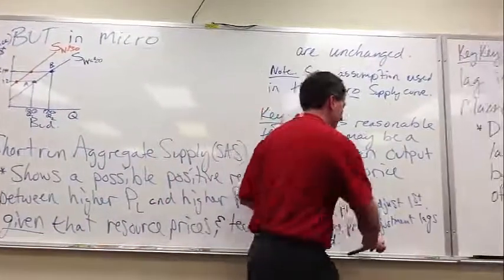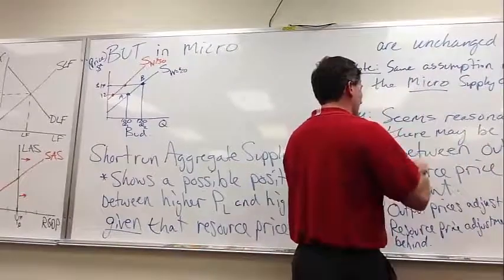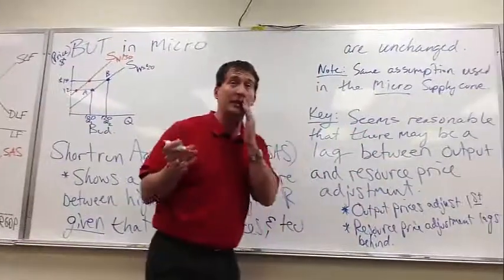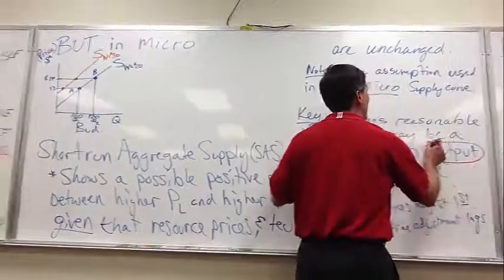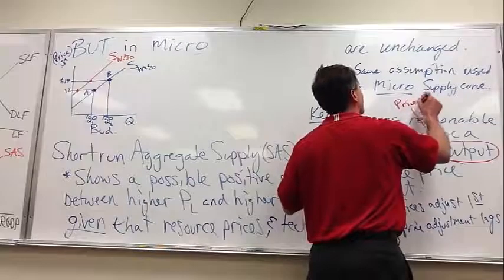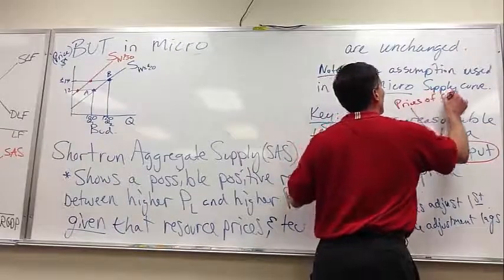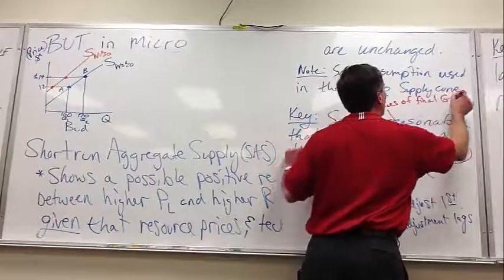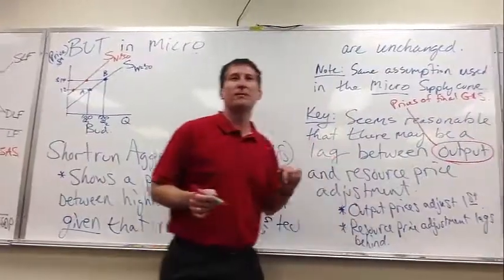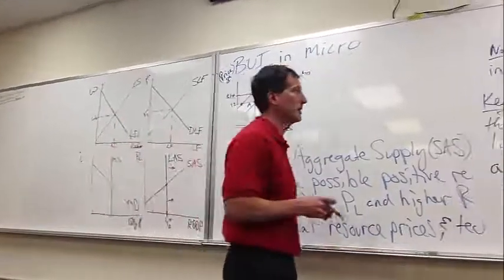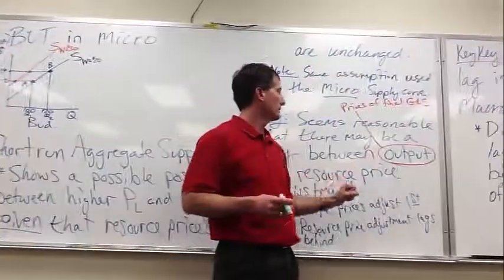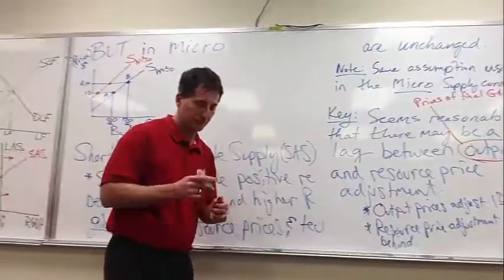Yeah, so output prices, I'm glad you brought that up. We use a lot of different words interchangeably. So output prices is the prices of final goods and services. The prices of final goods and services. The stuff that's ultimately the price paid by the consumer. That's the output.